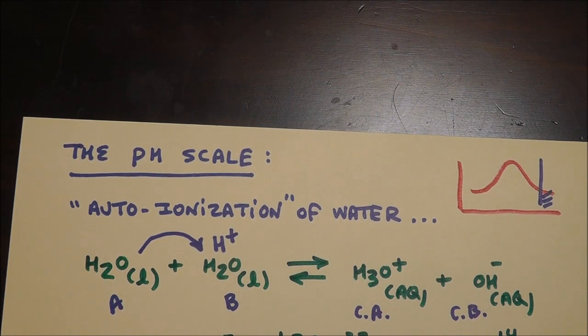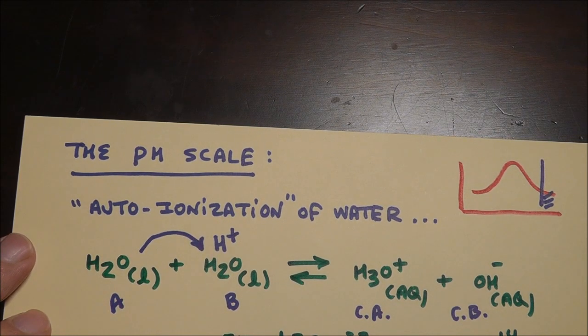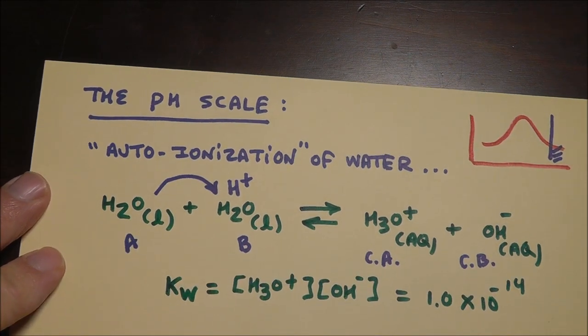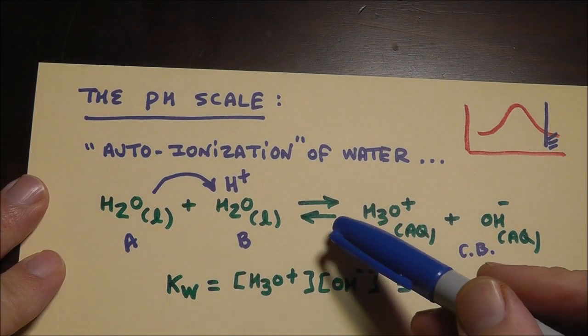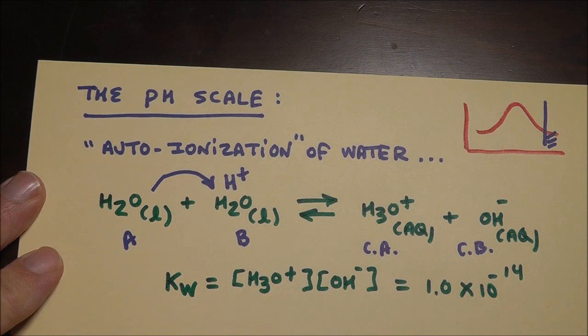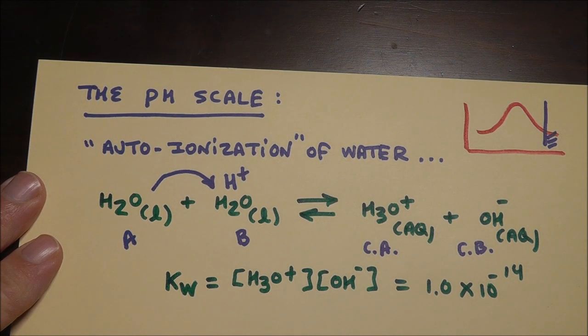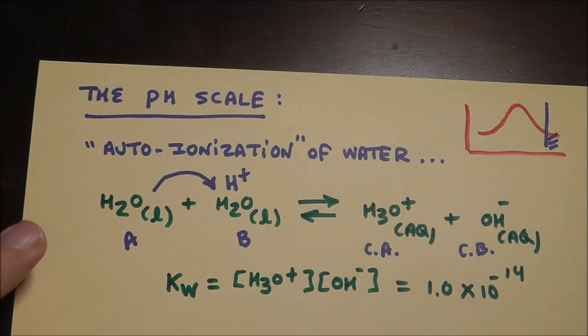So let's pretend it's pure water, nothing dissolved in it. You would actually have a tiny bit of H3O plus and OH minus, and those amounts would be equal. And so there's a K for that. That's called Kw. Notice it's very small, and that would be 1 times 10 to the minus 14 is the product. And why didn't we put the waters in there?